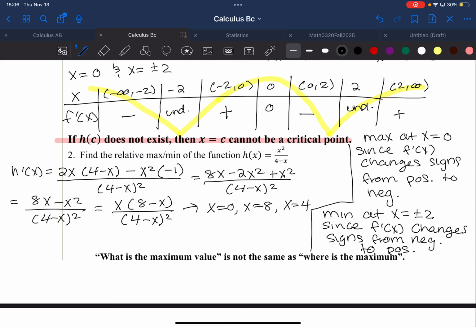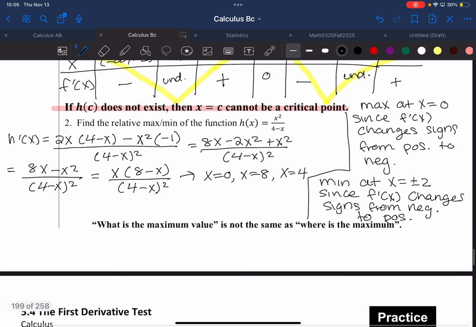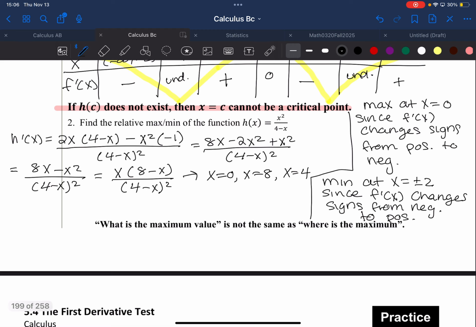Okay. Remember, we're trying to prove that if h of c does not exist, then x equals c cannot be a critical point, which means when we make our table, we're going to notice something different, which makes one of these values not be a critical point. Okay. So we're going to create our table. So I have x and h prime of x. And then I'm going to start writing my intervals.